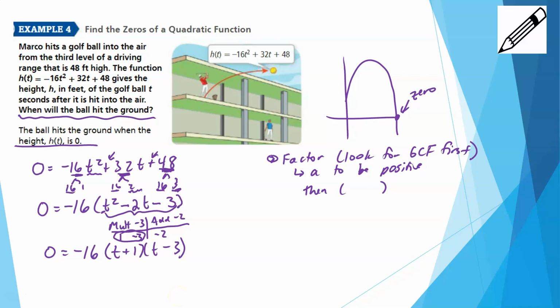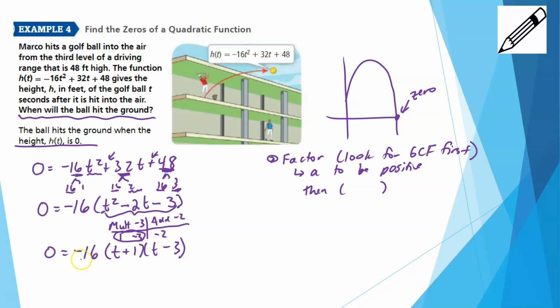All right, so step 1 again was to set it equal to 0. I didn't even write that down because it was already equal to 0. Step 2 is to factor. The new piece today is that sometimes you'll have to factor out that greatest common factor, and we just went through what that looks like. And then remember, the third step is to figure out what would make the equation 0.